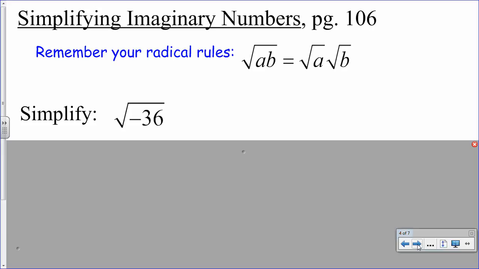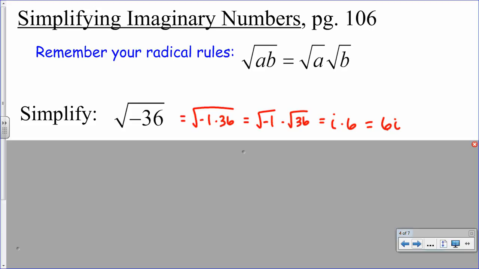So I know that the square root of negative 1 is i. So that's what I want to rewrite this using. I'll rewrite negative 36 as negative 1 times 36. And then I have the square root of negative 1 times the square root of 36. If you would write i6, you would write that as 6i.